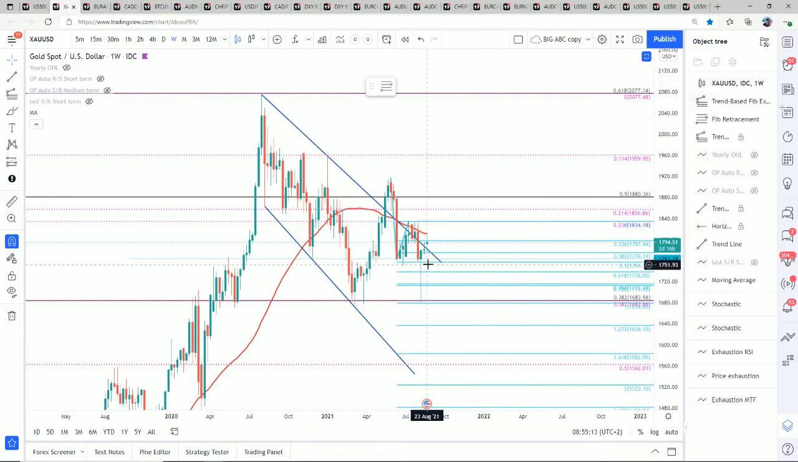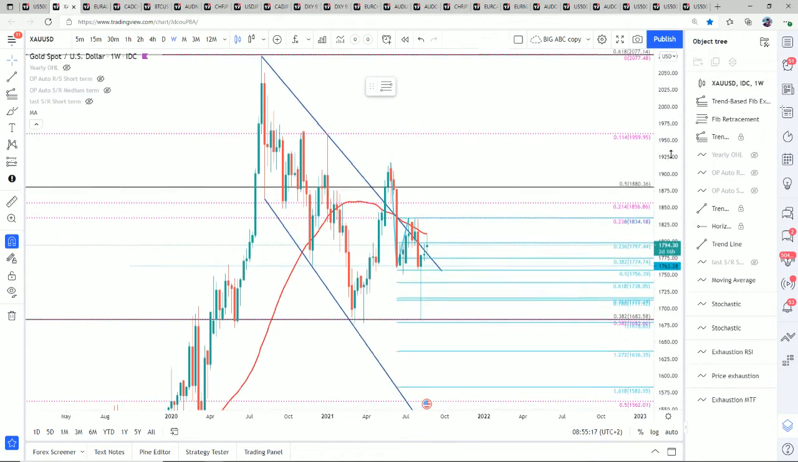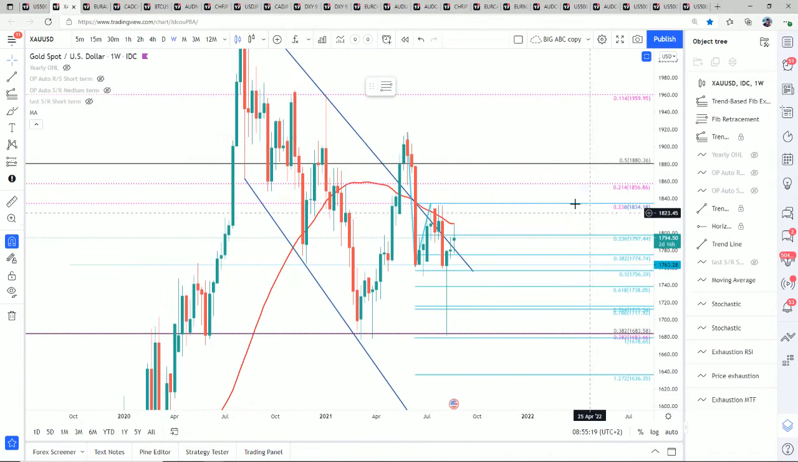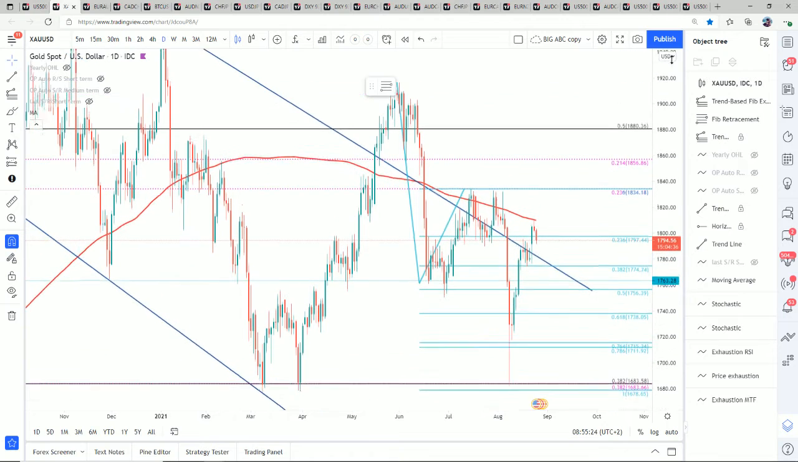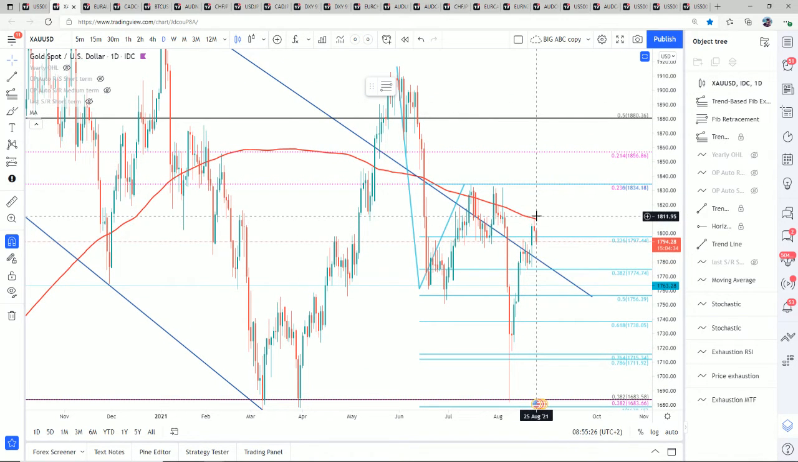And at the same time, as I mentioned in the chat room, we stopped right on the 200 moving average yesterday. So it's a weekly here. Let's go to the daily. So we see we stopped on it, and we are now pulling back inside this ABC that we have here.